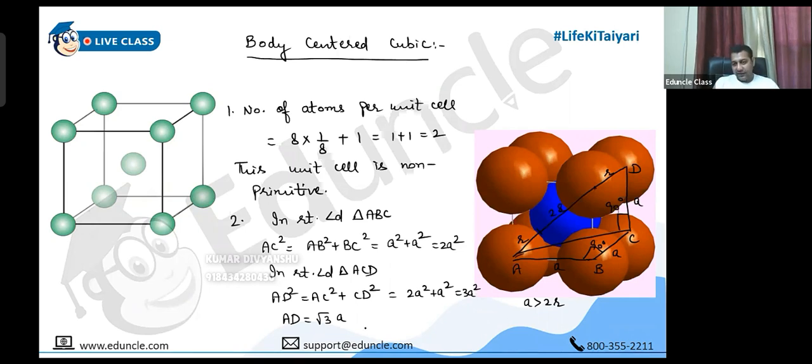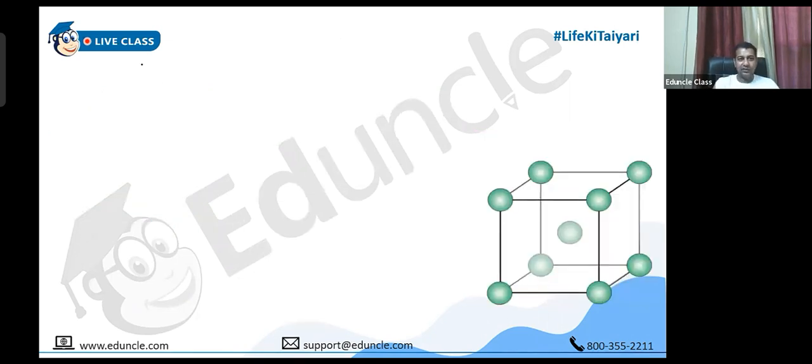Now, AD is root 3 A. And what is AD according to us? This is 4R. So A is 4R by root 3. So this is how we are able to get the edge length. Please check. Is it okay?